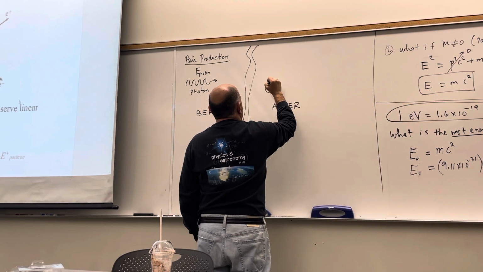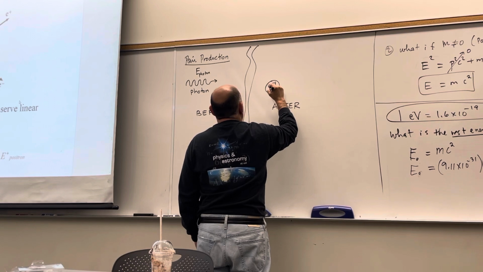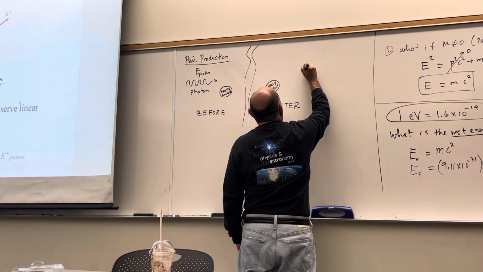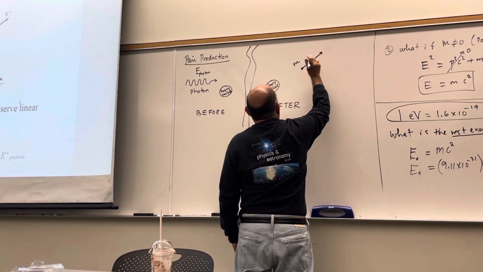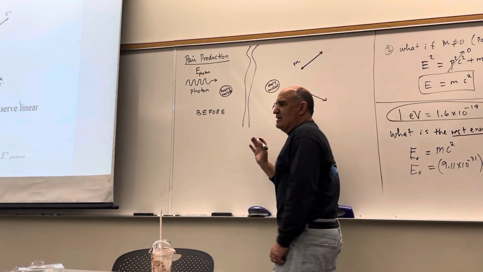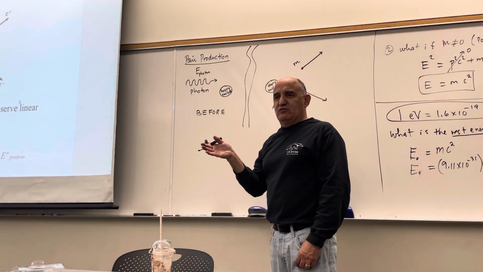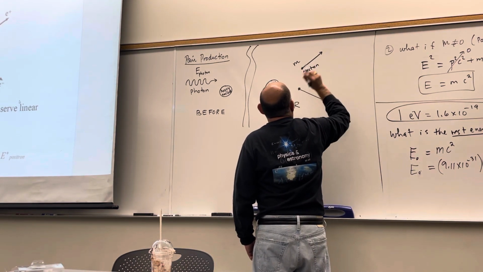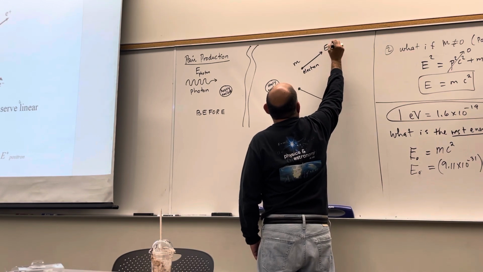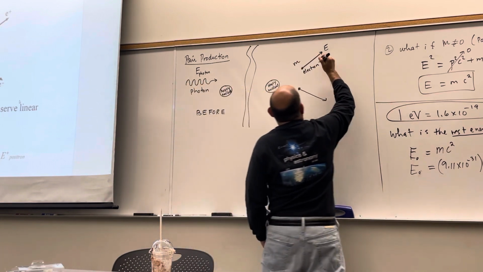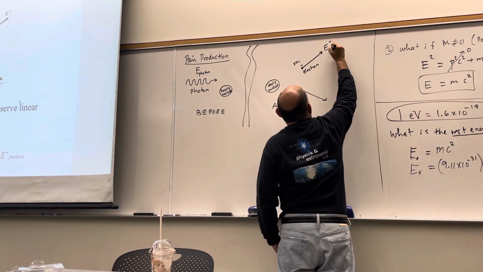You see the heavy nucleus, and it's roughly at rest because it's heavy, it's got a lot of inertia. And then you see a particle that goes this way with a certain mass, and another particle that goes this way. Let's say we want to consider the creation of an electron. If this is an electron, it's got some energy. I'll call it E minus, because an electron is a negatively charged particle. So that's the energy of the electron.